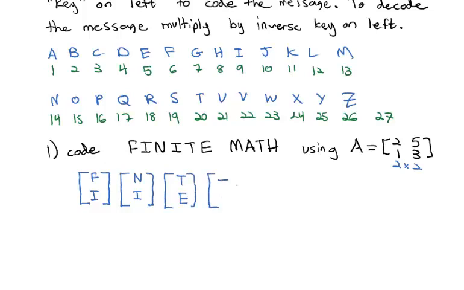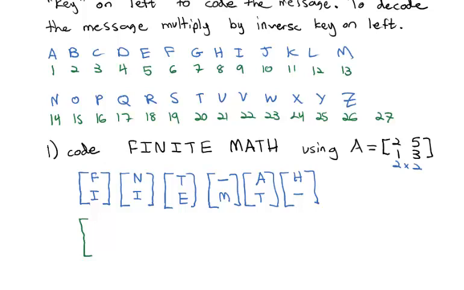Then we need a space to separate the word, M, A, T, H, and then we need one extra character to finish out this matrix, so we're going to do a hyphen. So we make column matrices to match the key. If it was a 3 by 3 key, we would make columns of 3. Then we're going to convert these into their numbers.